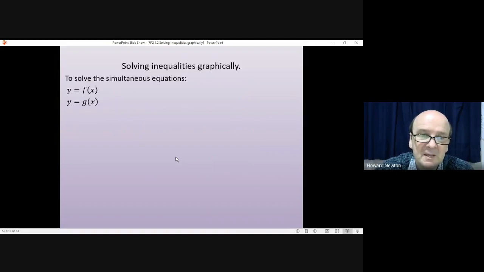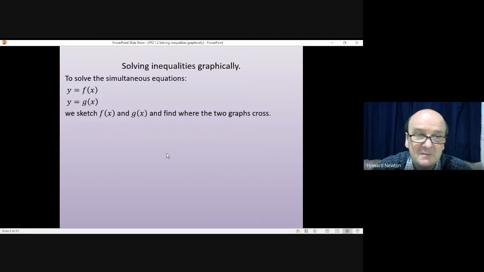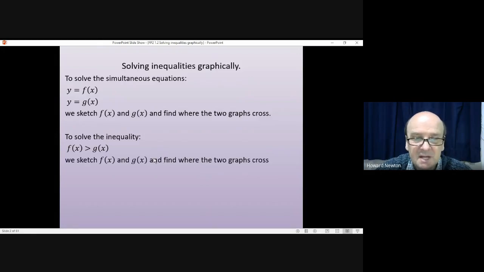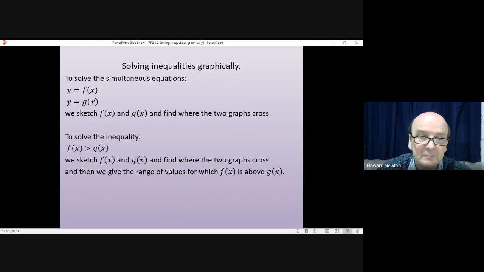If you had y equals f of x and y equals g of x, and you wanted to solve those equations simultaneously, then you're finding where f of x equals g of x. We'd sketch f of x, we'd sketch g of x, and then we just find where the two graphs cross each other. If we have the inequality, f of x is greater than g of x, same thing. We sketch f of x, we sketch g of x, we find where the two graphs cross, and then there's just one final step. We give the range of values for which f of x is greater than g of x, which is where it's above it on the graph.